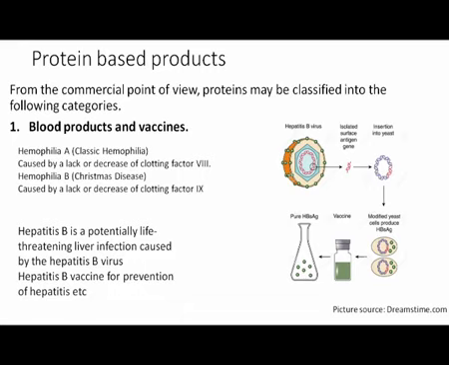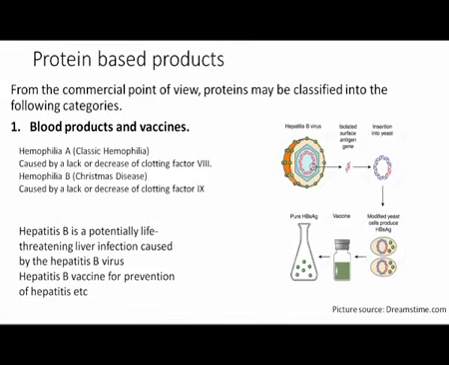Another important one is hepatitis B, which is one kind of hepatitis infection. Hepatitis B is a potentially life threatening viral liver infection caused by the hepatitis B virus, and the vaccine for the prevention of this hepatitis is now being synthetically produced, and it is produced from a commercial point of view, that is in huge quantity. So, another important protein product is when we use the genetic material to clone a particular protein for vaccine production.